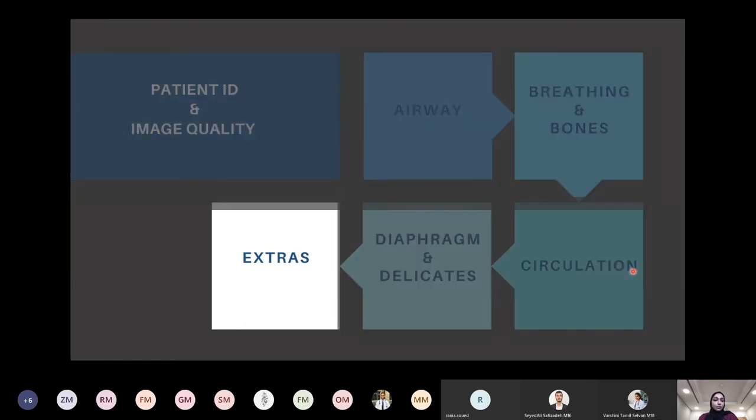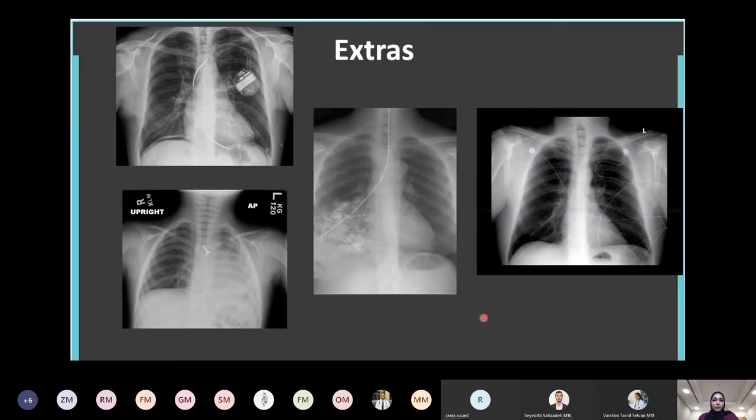Finally, this is extras. I'll let you guys enjoy extras. So we'll start with this image. What do you guys think is going on here? A pacemaker, absolutely. So this machine, exactly. Pacemakers usually go on the left side of the chest. It regulates the heart rhythm. So if I look at that, I know that my patient would have a pacemaker.